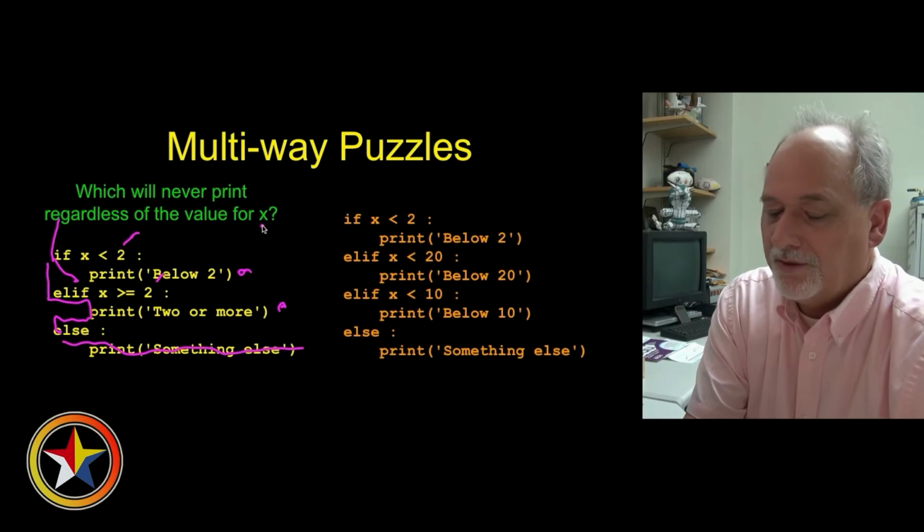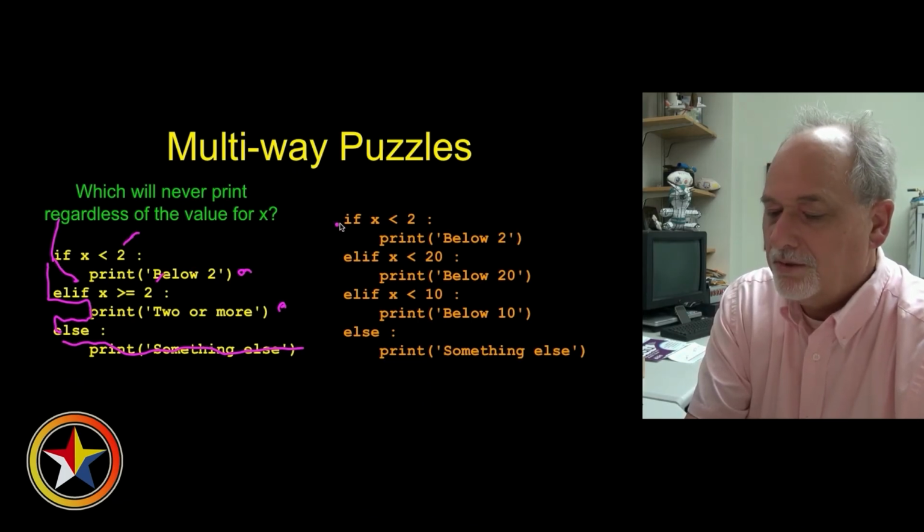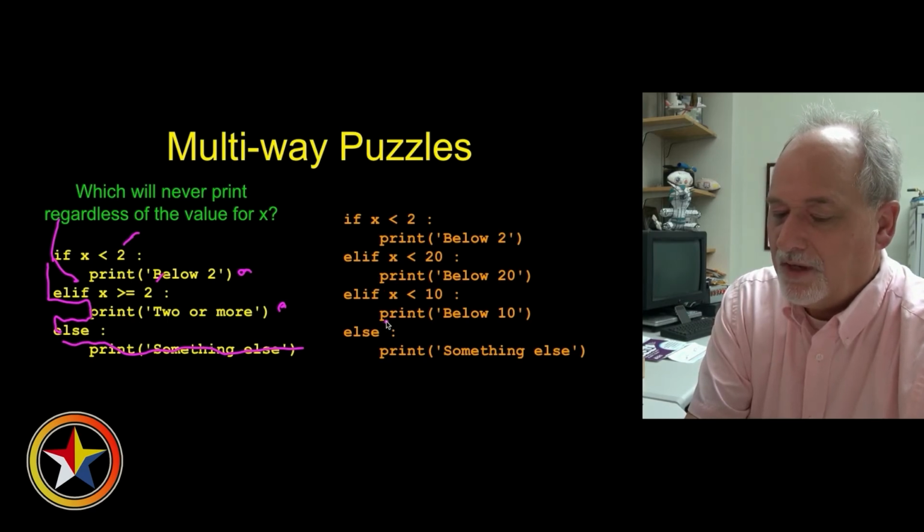So that was kind of like a weird dysfunctional one that I constructed. This other one is a little different. If x is less than 2, we do this. If x is less than 20, we do that. If x is less than 10, we do that. And if none of those are true, we do that.